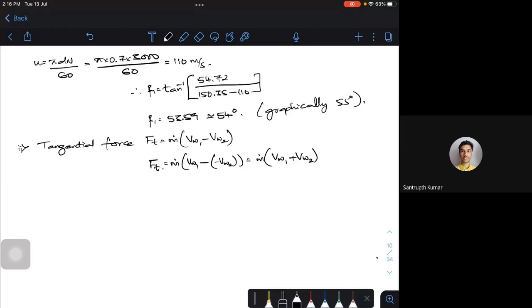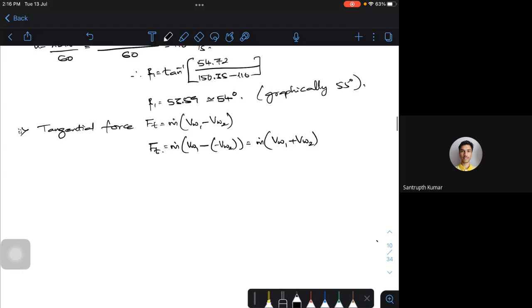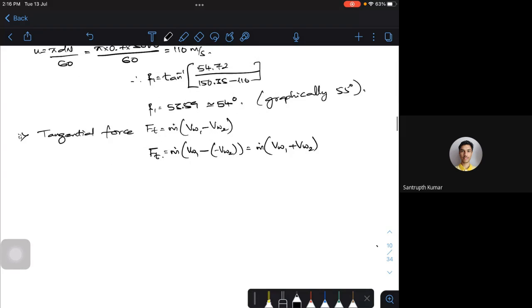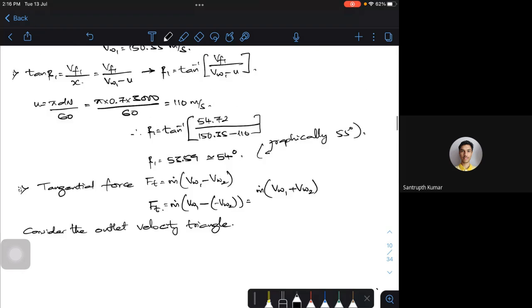So here alpha 1 is equal to beta 2 and VR2 is equal to V1. So for R is equal to 0.5, already we know this. So now consider the exit velocity triangle, or outlet velocity triangle. Consider the outlet velocity triangle.